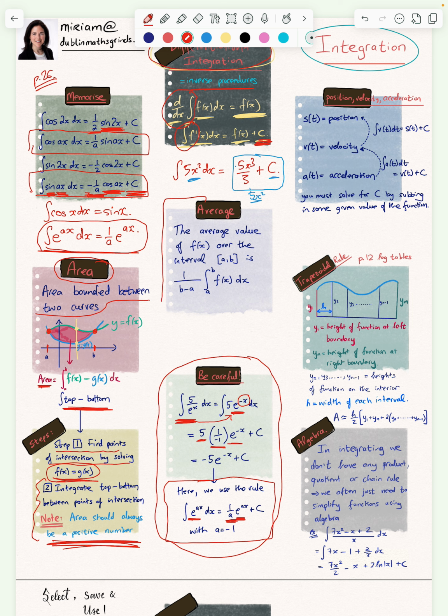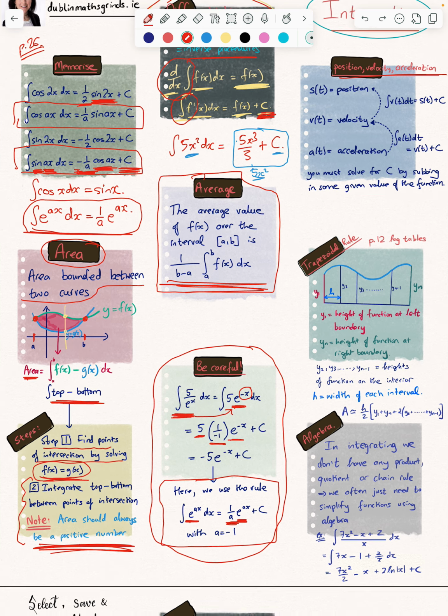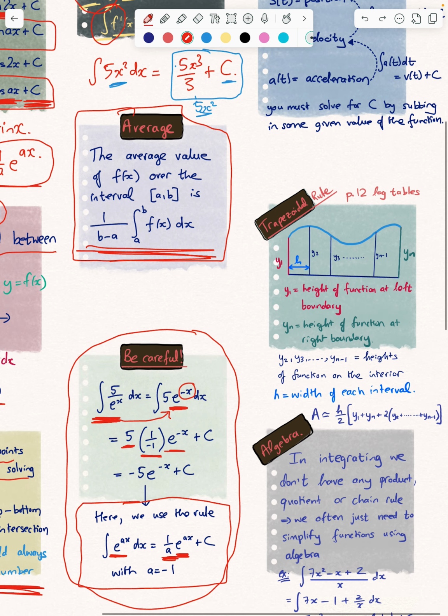Average value of a function over an interval is this quantity here, and that you do need to know. We've talked about position, velocity, and acceleration in the previous video. And the trapezoidal rule there from page 12 of your log tables, that can be used to approximate the area under a curve. That's why I included it here in the integration section. And you have the rule in your log tables.